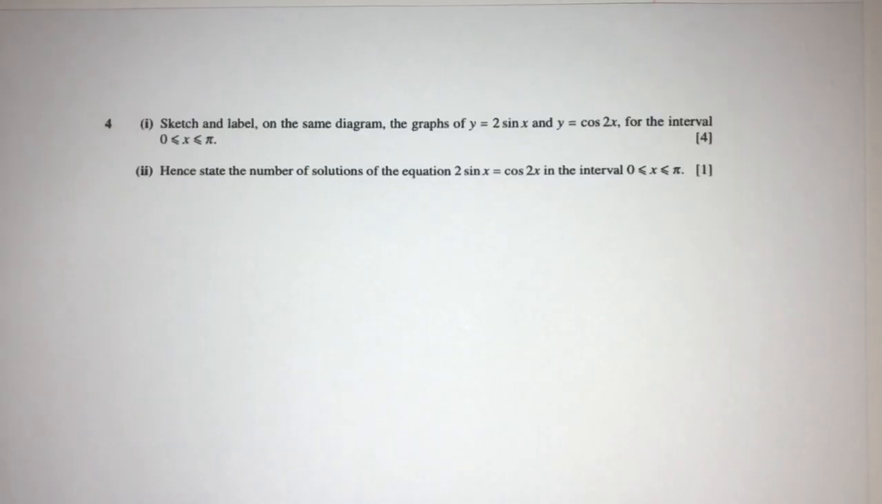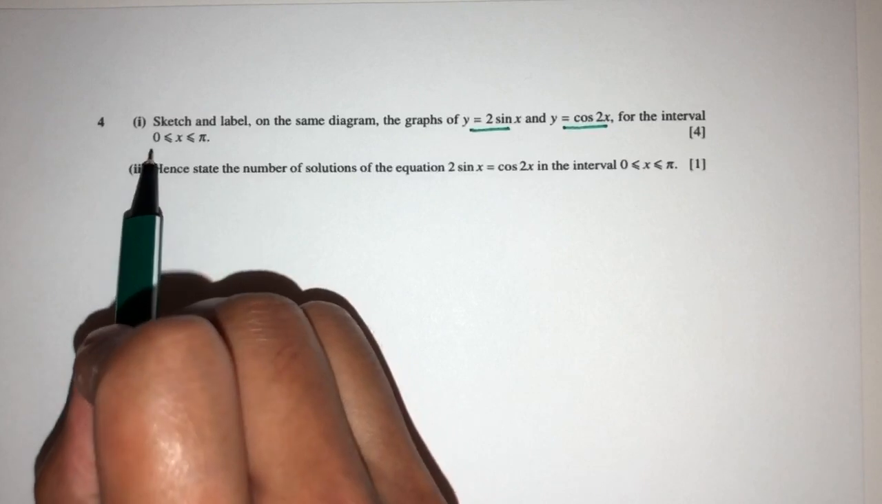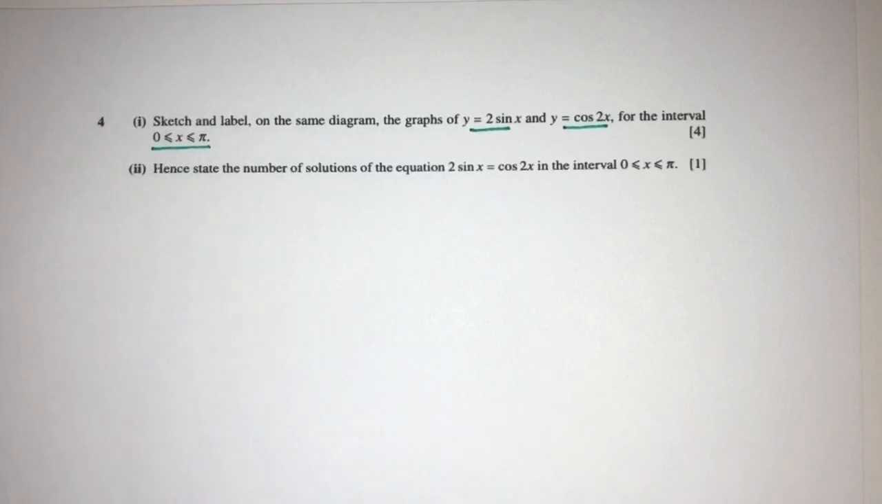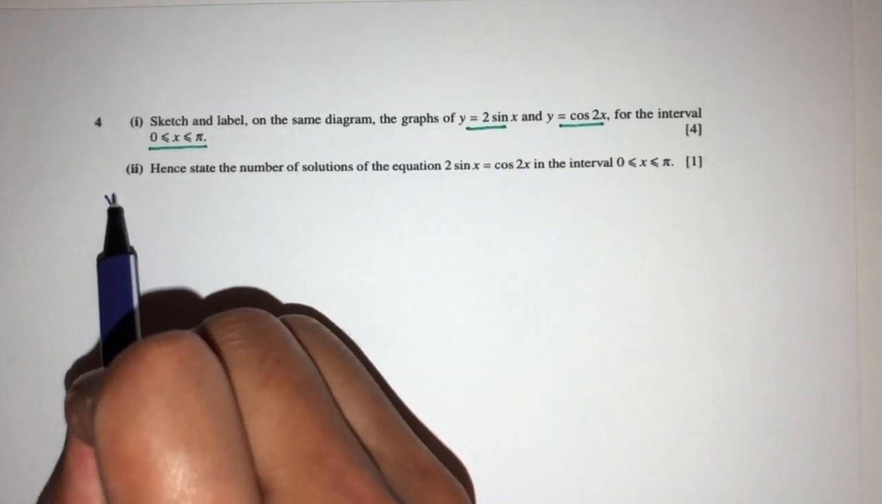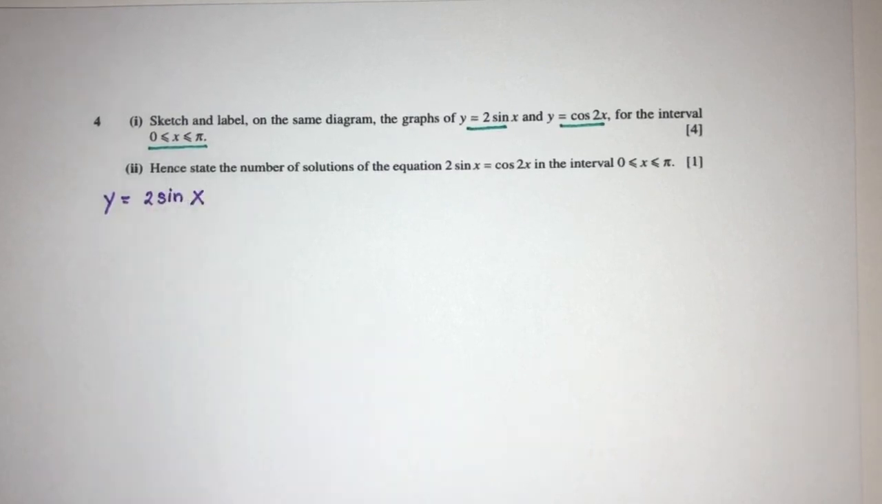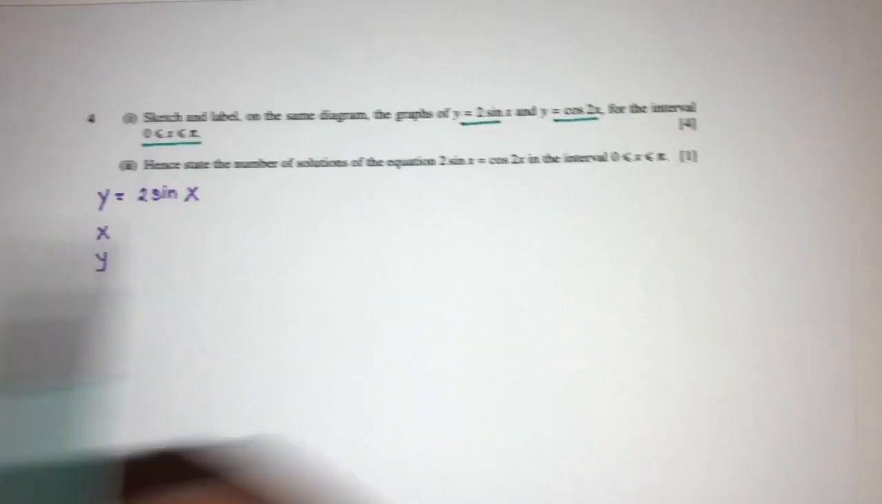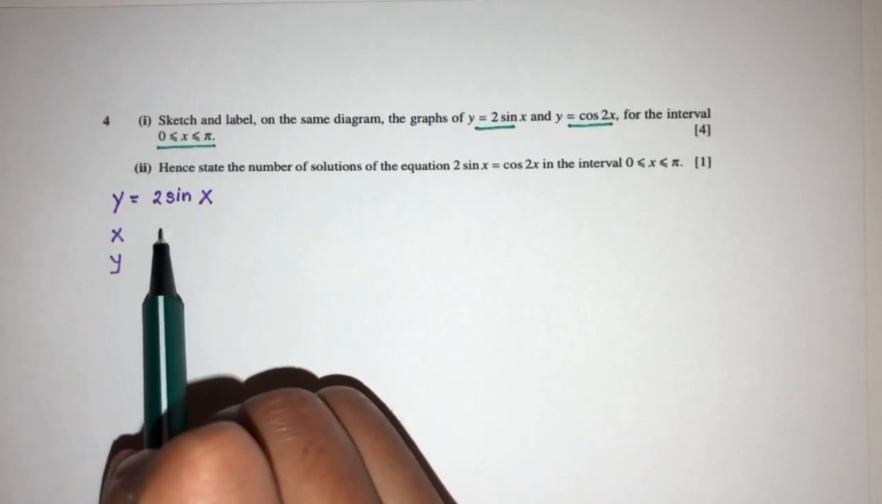Now in this question, we have to sketch and label on the same diagram the graph of this and the graph of this, for the interval of 0 to pi. Now one by one, let's begin with this. So we have y equal to 2 sine of x. As always, whenever we have to sketch a graph, use a table of values, right? So here we have the x value and the y value. Here we have from 0 till pi, I begin with 0.